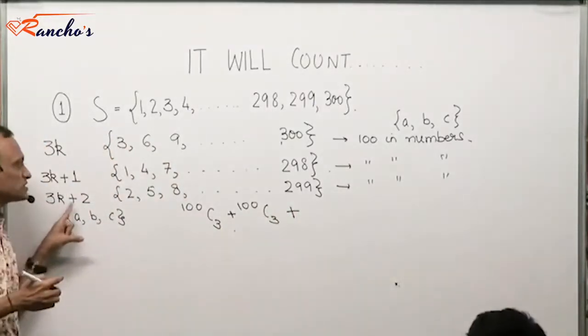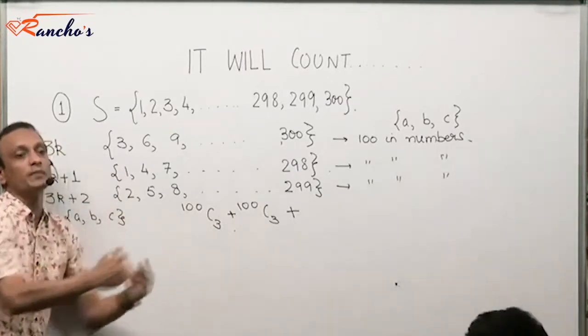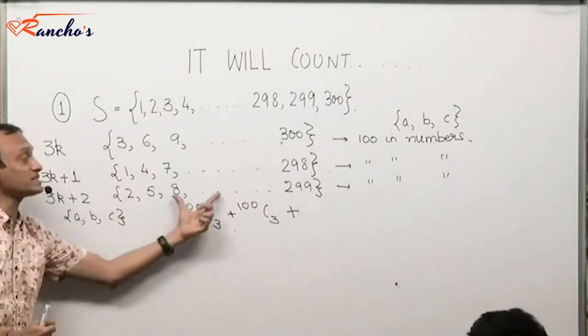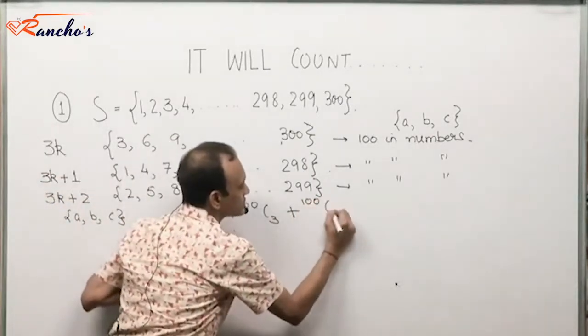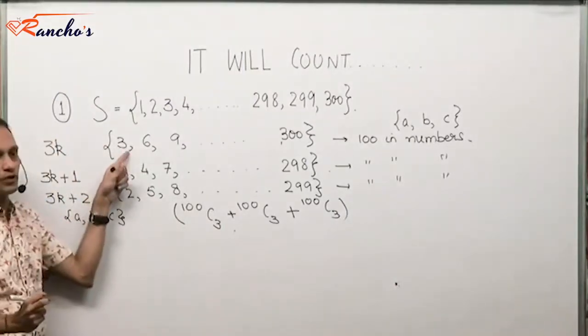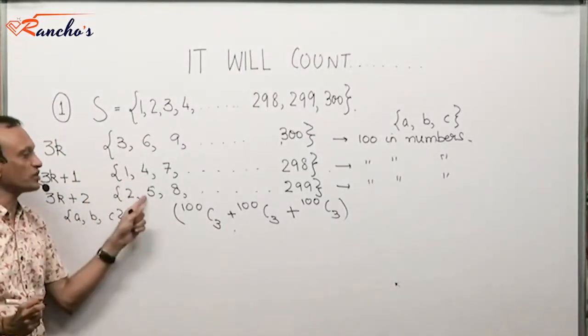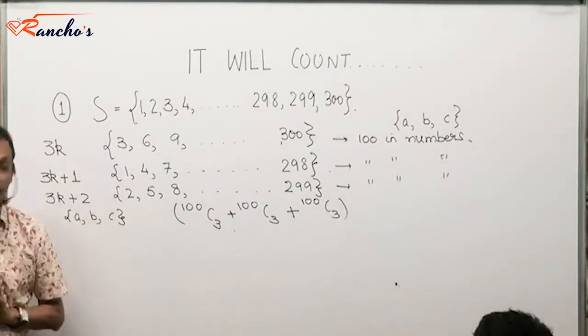And then 3k plus 2. If there are 3 numbers of the type 3k plus 2, when you add them, that will also be a multiple of 3. That means I can select 3 numbers from this set, and that's going to be 100C3. That's one way, right? So either 3 from this, or 3 from this, or 3 from this. That's one way to get a multiple of 3, right?